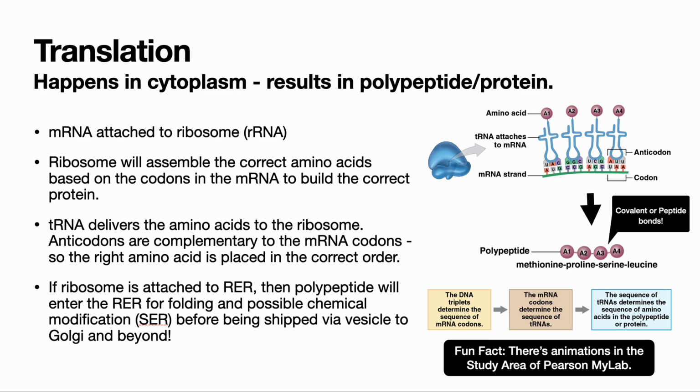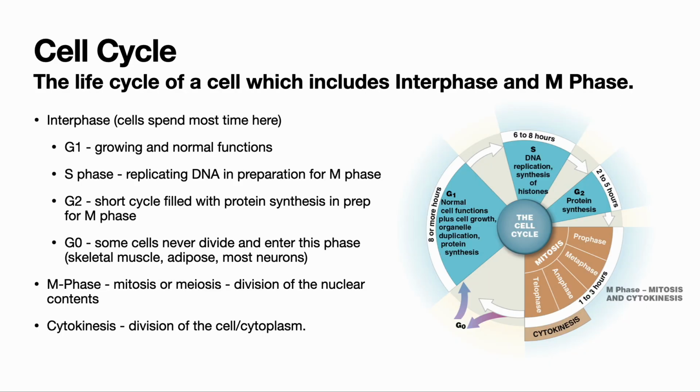Okay, and then the other thing that I want to talk about real quickly, especially if you're not in my lab, is the cell cycle. So just remember, the cell cycle consists of both interphase and the mitotic phase, or M phase. Interphase can be divided into 3 parts, or 3 stages, or 3 phases, whatever word you want to use. The 3 parts of interphase are G1, S phase, and G2.